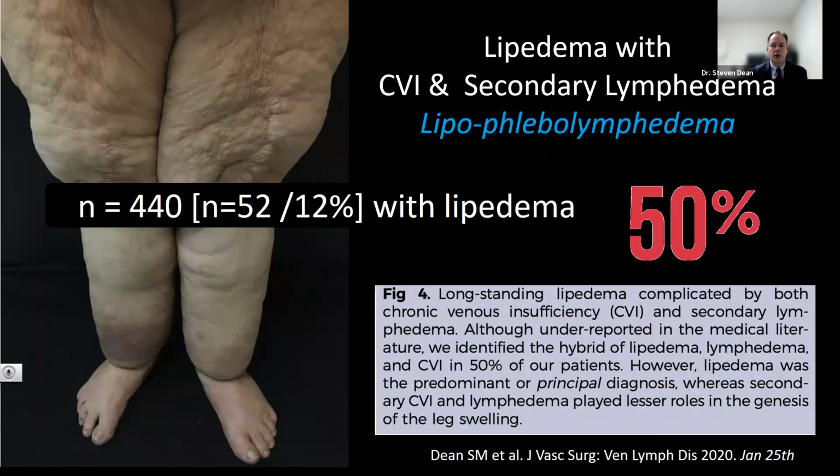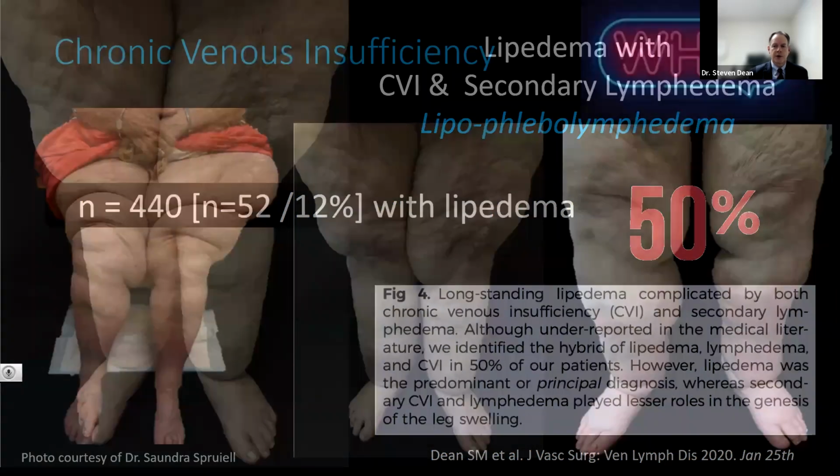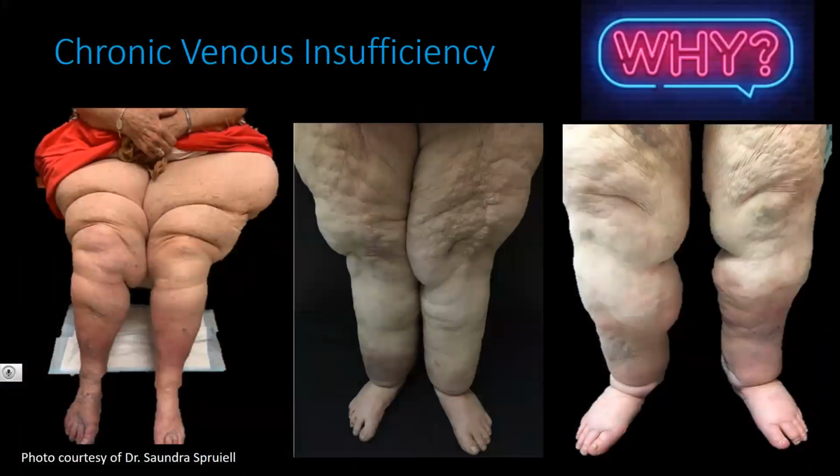And we noted here that although grossly underreported in the medical literature, we identified this hybrid of lipedema, lymphedema, and chronic venous insufficiency in half of our patients. That's the first time it's ever been shown. So lipedema with CVI and secondary lymphedema, if you want to use the term lipo-lymphedema. That's a possibility. So here are 3 great examples of this triad of lipedema, chronic venous insufficiency, and lymphedema.